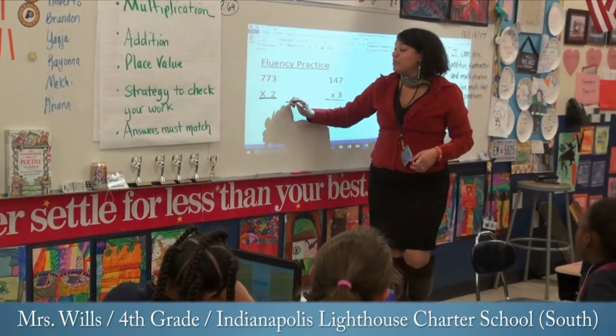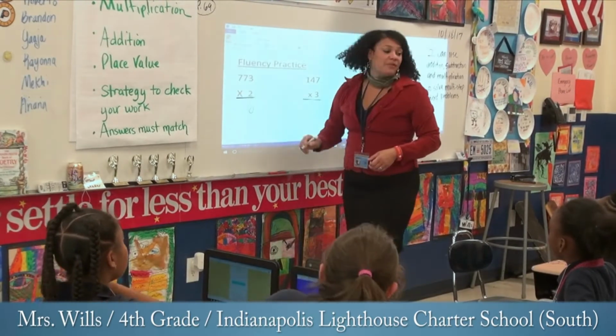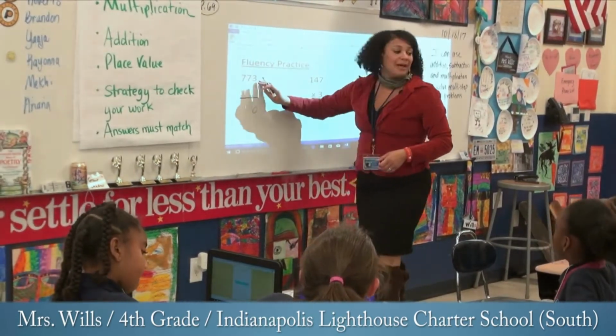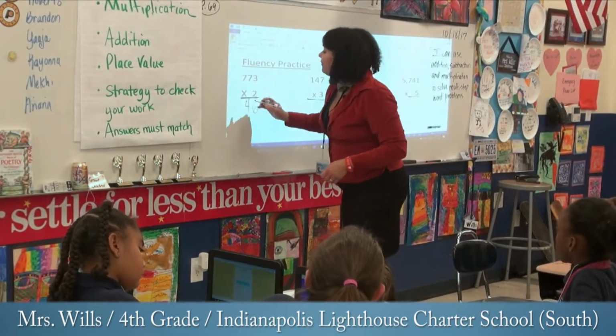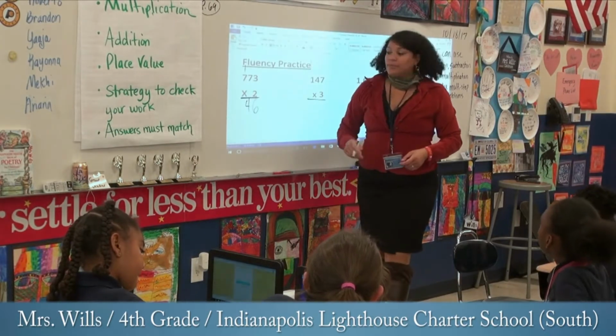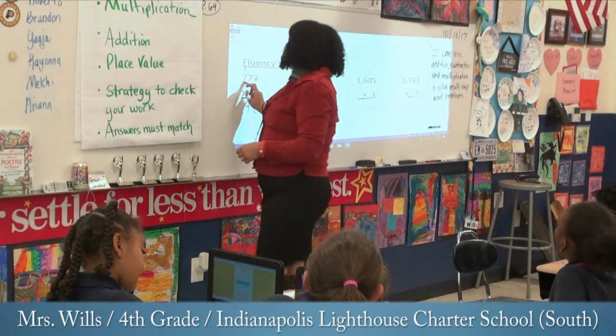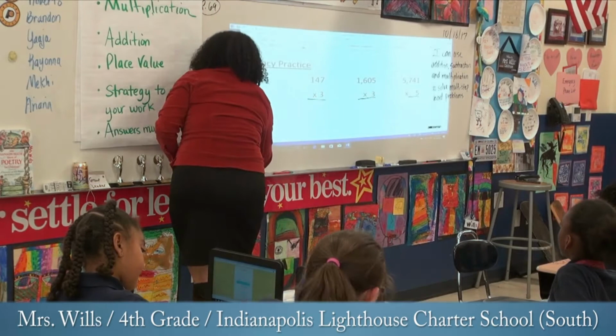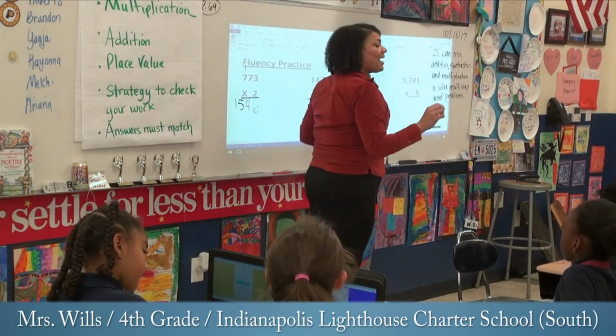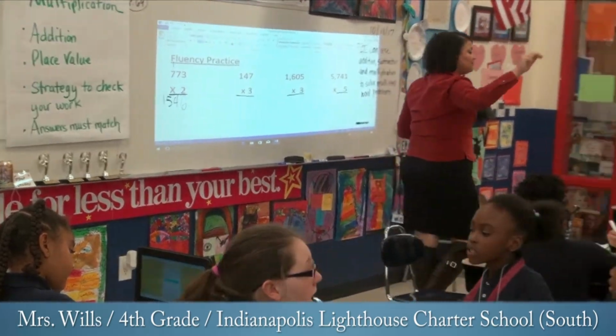What is 3 times 2, class? 6. What is 2 times 7? 14. I put my 4 down, regroup my 1 into the? 100. And what is 2 times 7? 14. Plus 1? 15. All right, I want you to turn and talk. Where does my comma go, and what's the value of each digit?